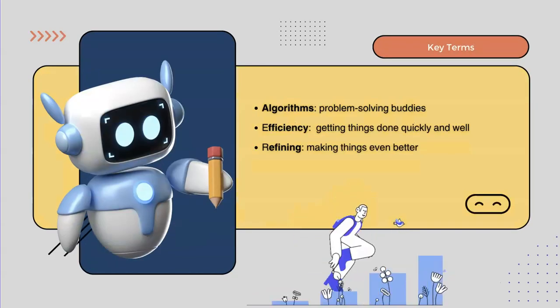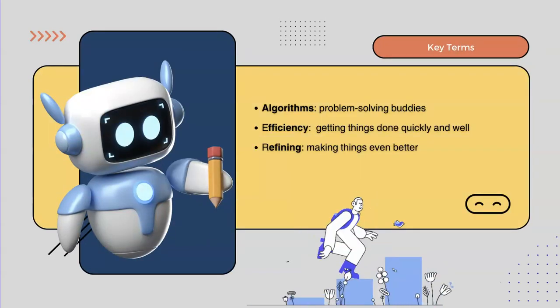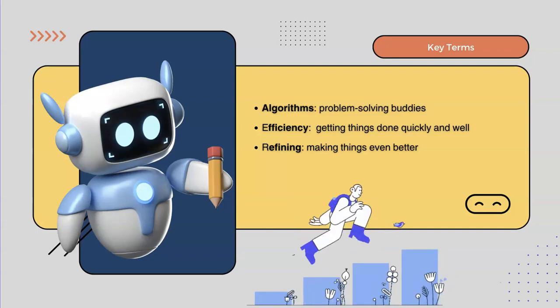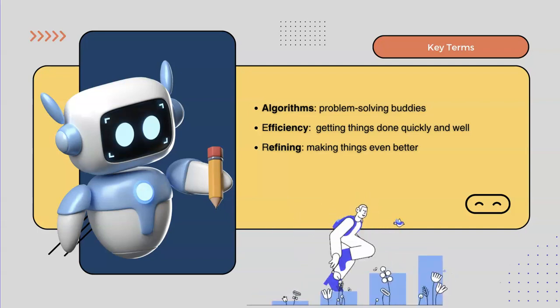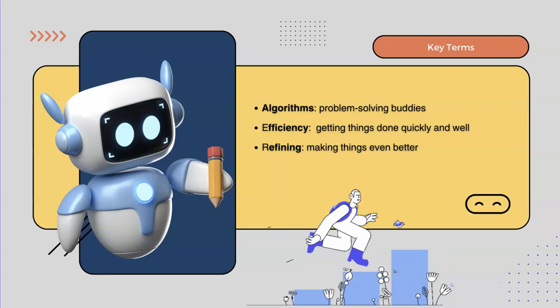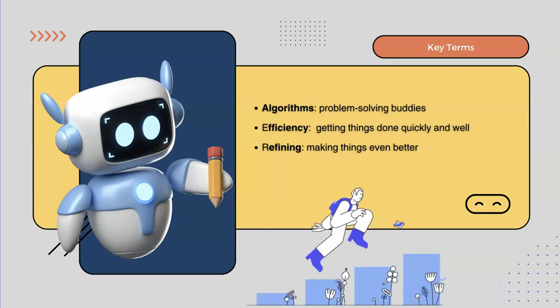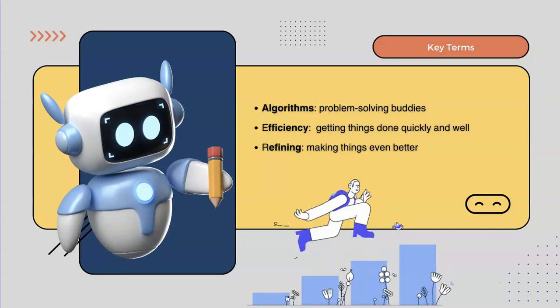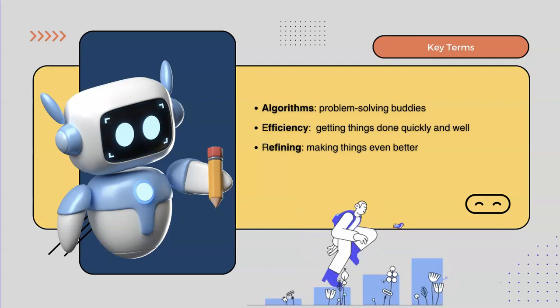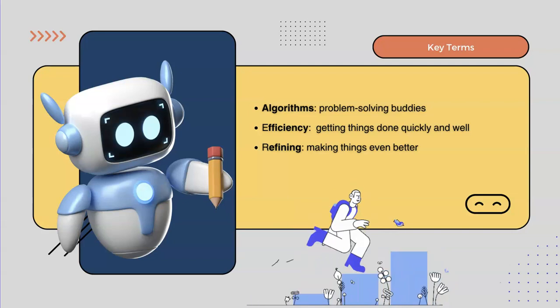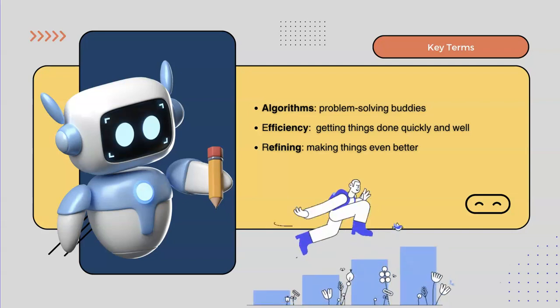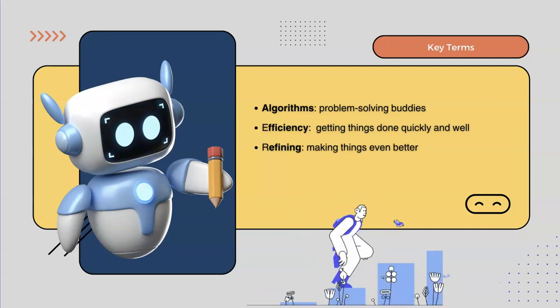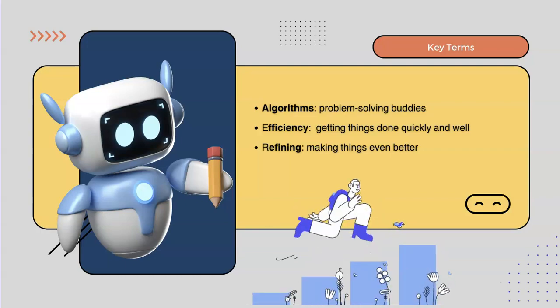Today, we're diving into the fascinating world of algorithms. Now, I know the word might sound fancy, but trust me, it's all about solving problems step by step, just like following a recipe. So get ready to become algorithm masters. Algorithms are our problem-solving buddies. Efficiency is about getting things done quickly and well, and refining is all about making things even better.